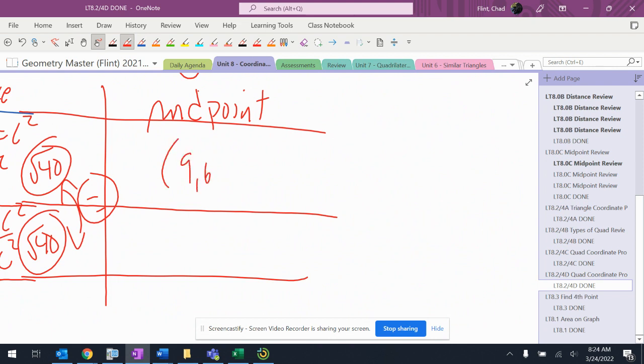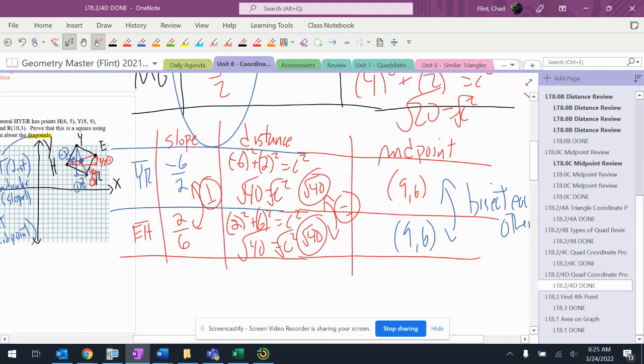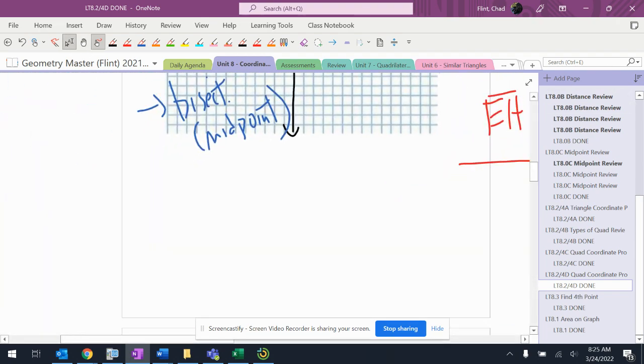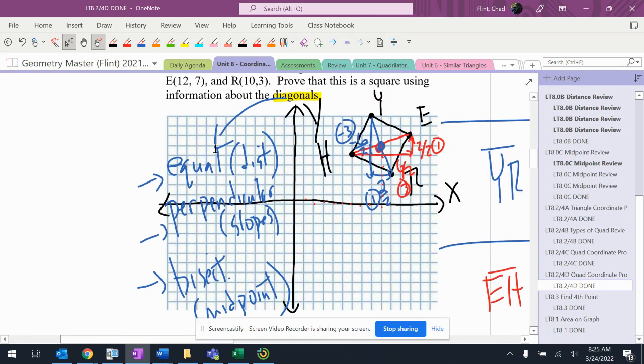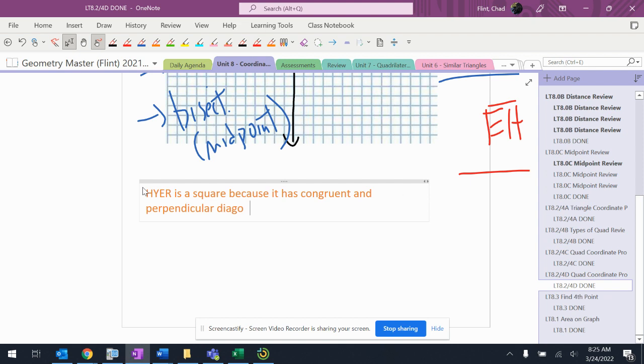So 9, 6 and 9, 6. That means they bisect each other. If they have the same midpoint, they both go through it, so they must bisect each other. So I'm going to say right here, HYER is a square because it has congruent and perpendicular diagonals that bisect each other.